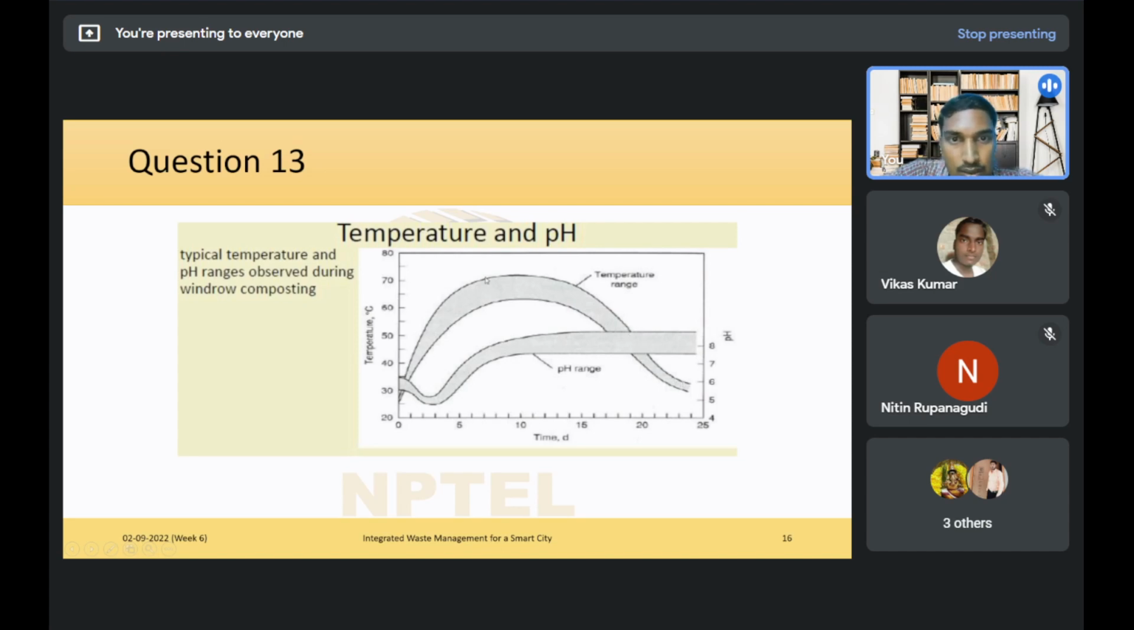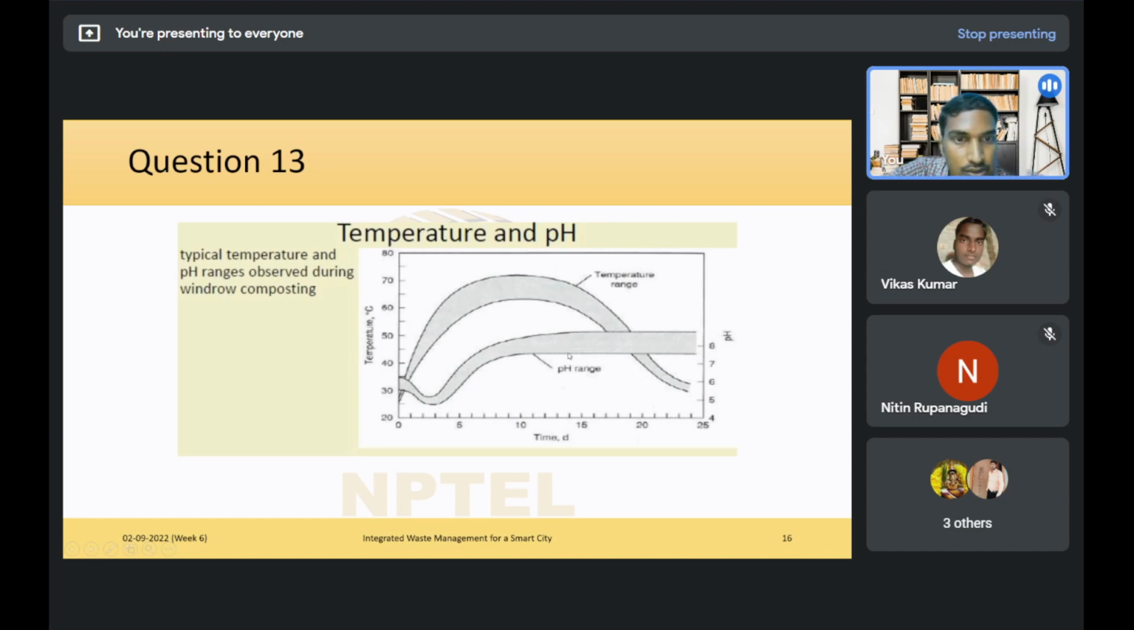So it is maximum in the 5 to 15-day period, right? Again, there is a range of temperature that can take place, so it depends on the mixture that we are dealing with. And if you look at the pH, initially the pH drops because of the generation of the acid component. Because of the generation of acetic acid, the pH will initially drop down, right? It reaches a minimum, and then after some time the pH will again increase.